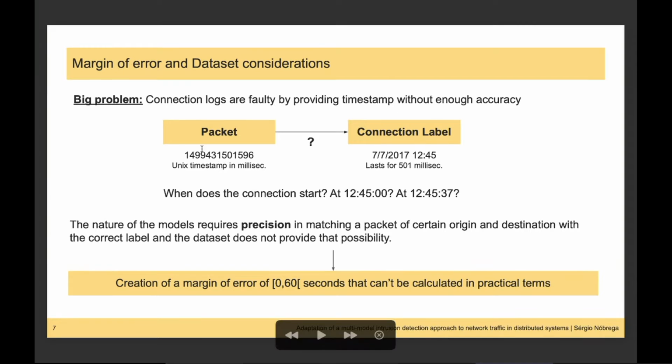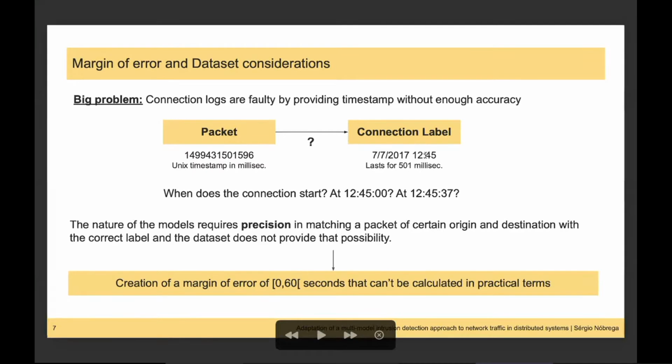So for example, for the CIC IDS, we have a given packet that has a very specific Unix timestamp in milliseconds, as we all know. But then the connection label is something very generic like this. So it says this is for the same timestamp. Instead of having this number that is very precise, we just have that it happened on the 7th of July of 2017 at 12:45, and that the connection lasted for 501 milliseconds. So the question that is posed now is, when did the connection start?